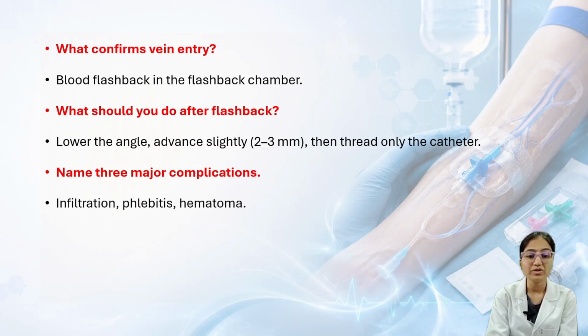And what should you do after flashback? Lower the angle, advance slightly, then thread only the catheter, not the needle. Name 3 major complications. The major complications of IV cannulation are infiltration, phlebitis and hematoma.